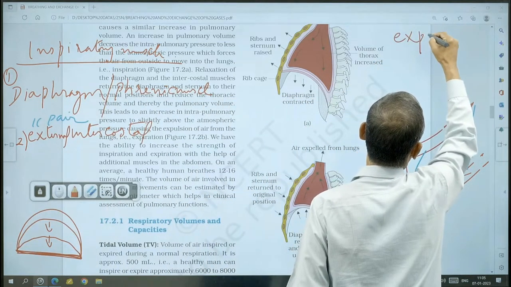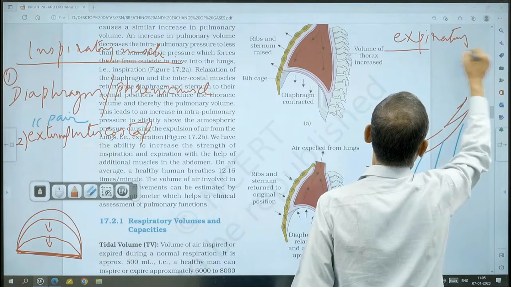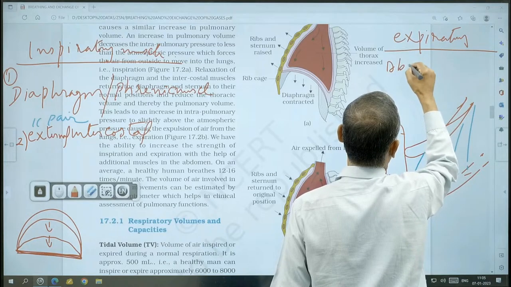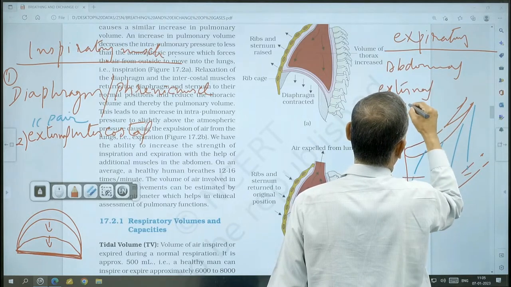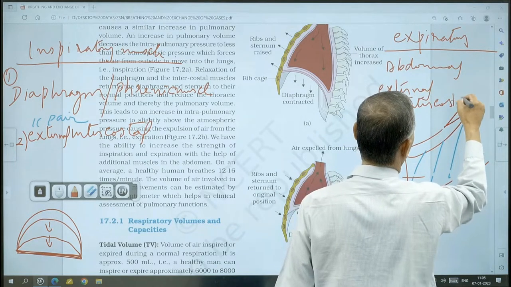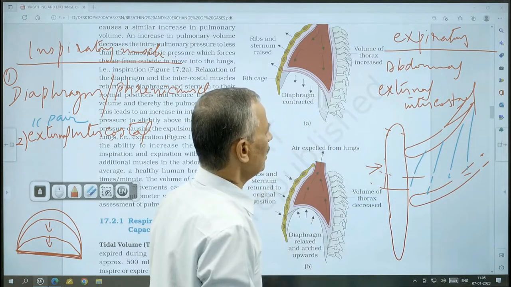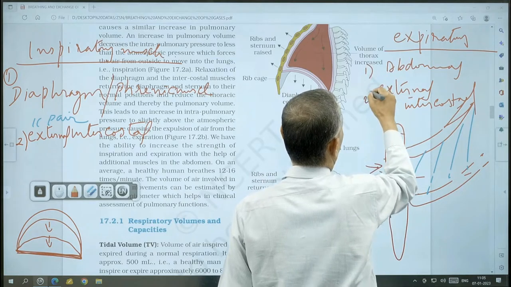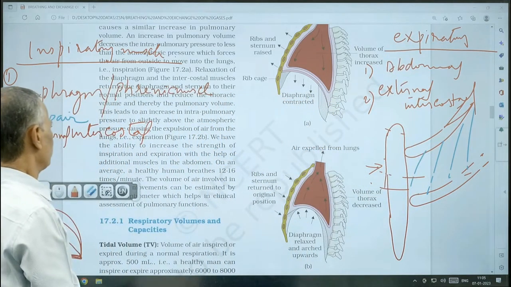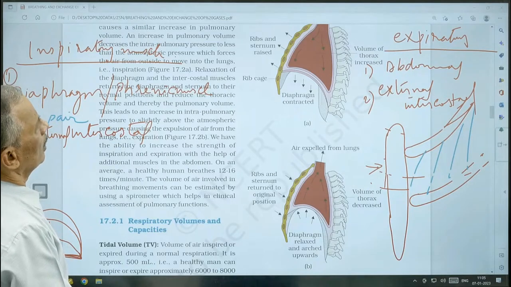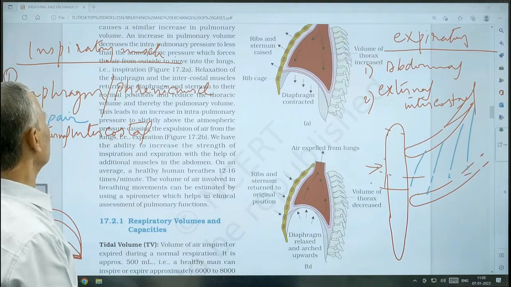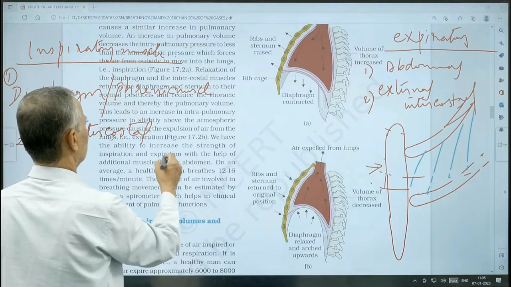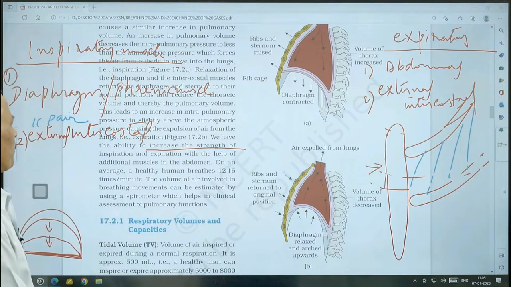Normally we don't use these expiratory muscles. What are these? Abdominal muscles and internal intercostal muscles. They are also present between the ribs. These two are all expiratory muscles. We don't use these internal intercostal muscles or abdominal muscles during normal breathing. But by using these, we can bring about a change in breathing pattern, increase the strength of inspiration and expiration.